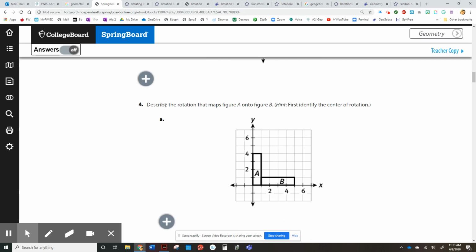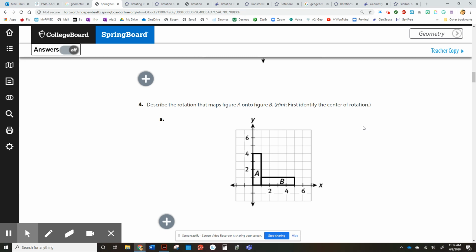Okay. So describe the rotation that maps figure A onto figure B. So remember the rotation, it started off vertical, it ends up horizontal. It's probably going to be a 90 degree angle, because if it changes from straight vertical to perfectly horizontal, that's a 90 degree change. And it says hint, first identify the center of rotation.